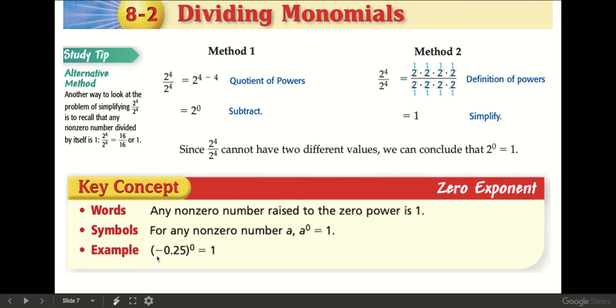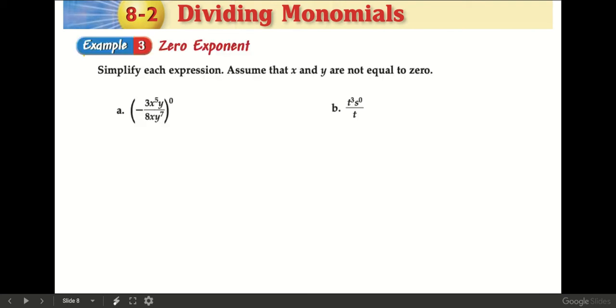But negative 0.25 to the 0 power is equal to 1. Anything, whether it's a decimal or a fraction, anything to the 0 power will always equal 1. Many people will want to tell me it's equal to 0, but based off all the stuff we've examined, it's equal to 1. So let's see if we can use this 0 exponent to help us simplify a problem.